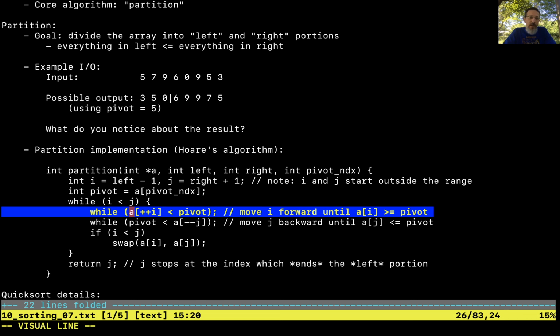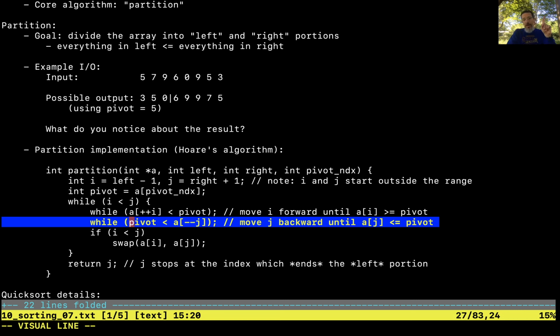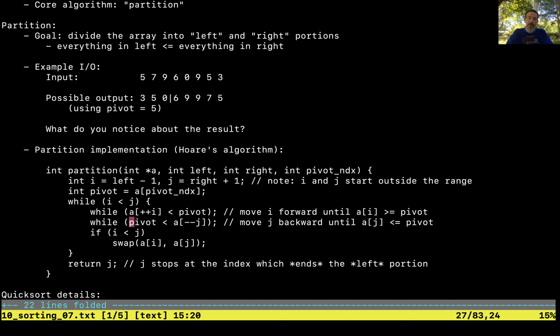And while the value at array sub i is less than the pivot, then we're going to keep marching forward. And after we finish that, while the jth entry is greater than the pivot, we're going to keep marching backward. So we march until we get to something greater than or equal to the pivot on the left, and less than or equal to the pivot on the right. Then, if i and j have not met or crossed each other, then we swap these. Okay, we swap those two items, and then in the next time around, we're going to continue until they meet or cross each other.